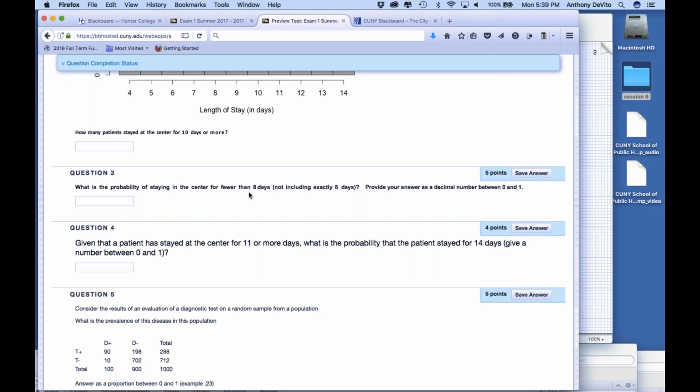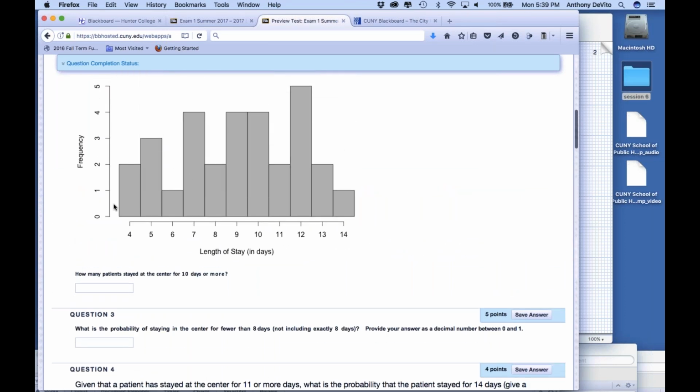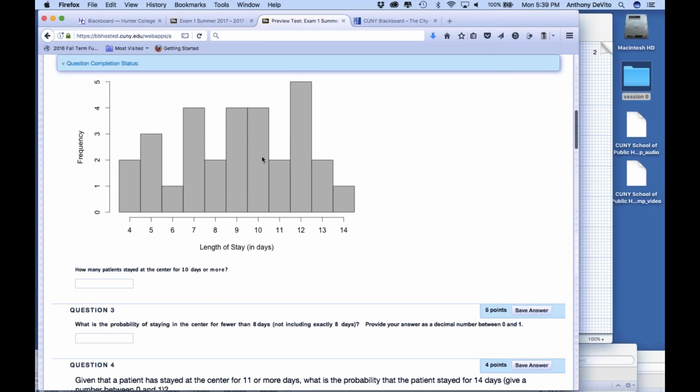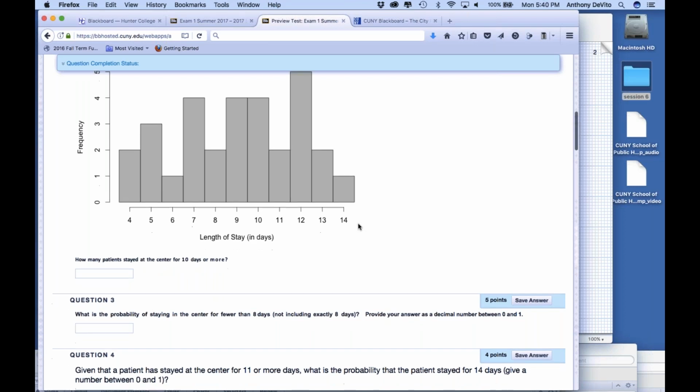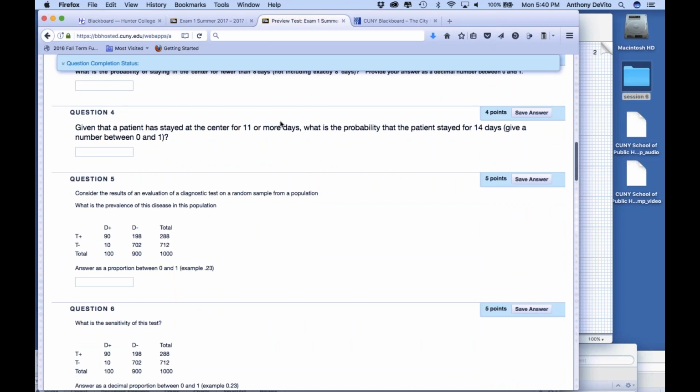What's the probability of staying at the center for fewer than 8 days, not including 8 days? That would be 7, 6, 5. So it would be these, which would be 4, 5, 10 over 30, that was 33%. 10 or more was more, right? 4, 6, 11, 13, 14 out of 30. Okay, so that's basically what we would do with that. Trust me, if I didn't get the numbers right here, I'm going very quickly, but you get the idea how we got that. Oh, question 16, I'll definitely get to that.